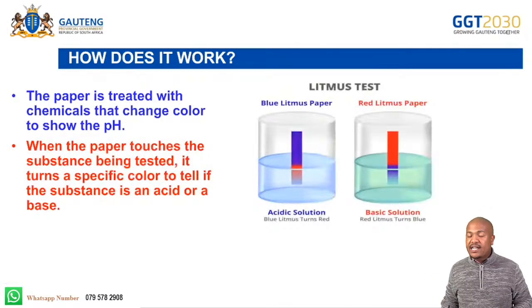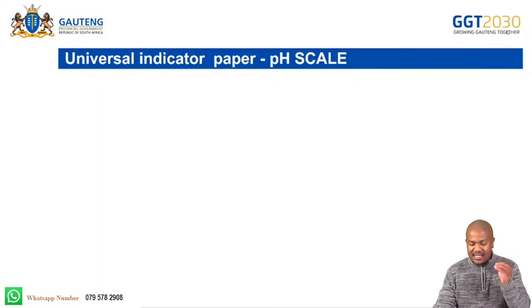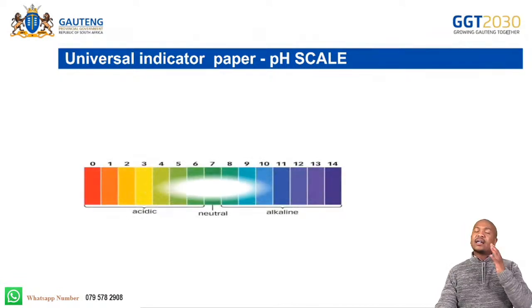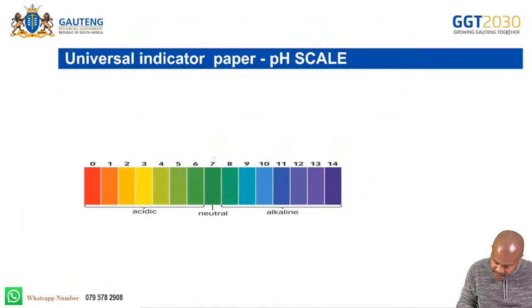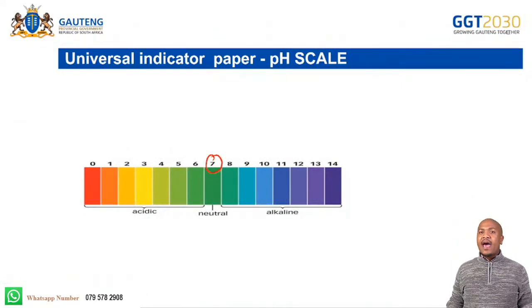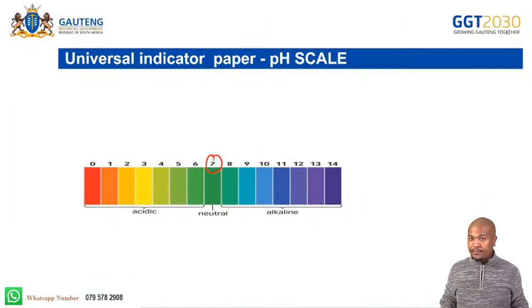Red litmus paper turns blue when the solution is basic, right? We also have a universal indicator paper. That one is green in color, right? It starts off as neutral, green in color, and it gives us a whole range of colors, determined by what? By the level of acidity in that solution, right?